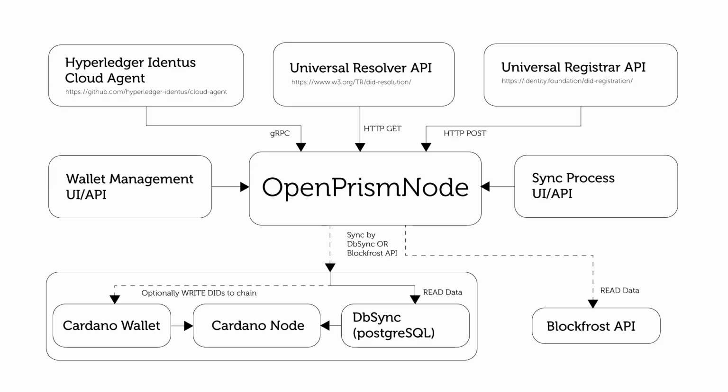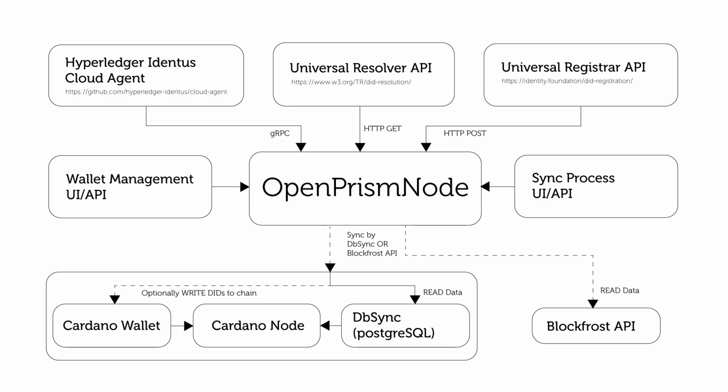In this video, we will go over the basics of syncing the node using dbsync as well as the BlockFrost API. We will then demonstrate the DID resolution API. After that, we will go into the requirements for writing DIDs, the process to set up a wallet and use the Identus Cloud Agent, as well as the Universal Registrar compliant API to create DIDs.